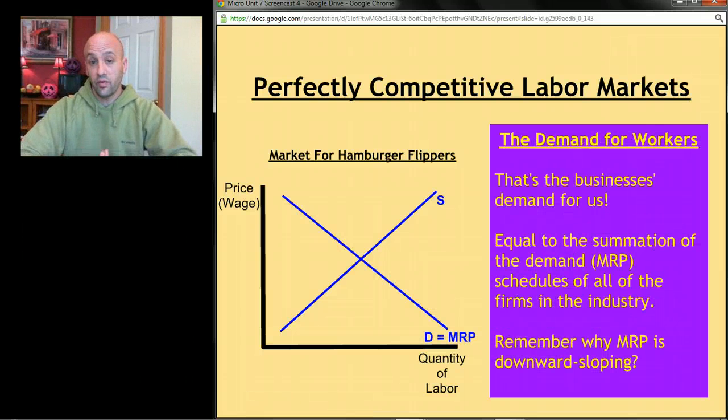Now the demand curve we've already seen, that's MRP, it's a downward sloping line. That's from the business's perspective. The demand is the business's demand for workers. And it's equal to the summation of the demand schedules, the MRP schedules, of all the firms in the industry. And you'll remember why MRP is downward sloping, hopefully.